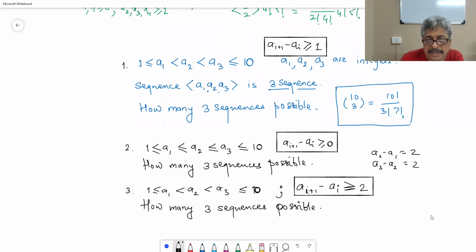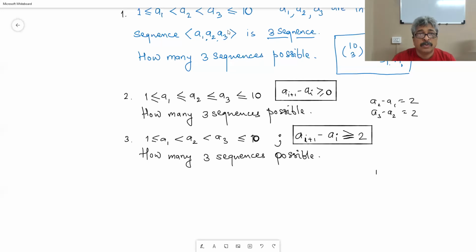Okay, little improvement in problem number 3, make it A(i+1) minus A(i) greater than or equal to 2. The first was A(i+1) minus A(i) greater than or equal to 1. The second one, A(i+1) minus A(i) was greater than or equal to 0. Like that, this is greater than or equal to 2. And hence the answer will be little different. We will generalize this problem also, but presently let us do it for 10.